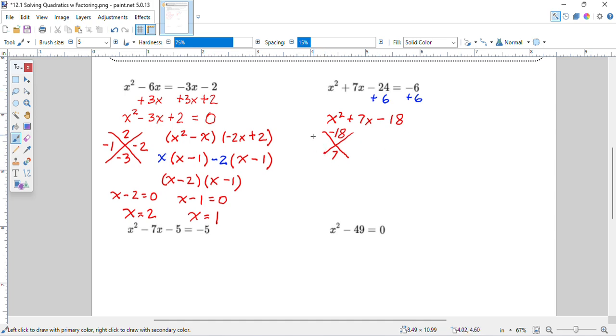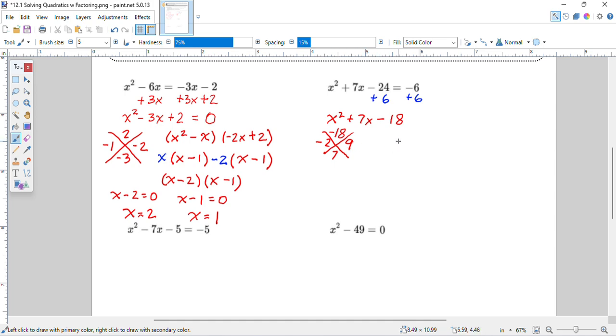So if I look at factors of 18, we have 1 and 18. That would just create negative 17. We have 2 and 9. Negative 2 plus 9 is 7. So there we have it. Negative 2 and 9 are my factors.